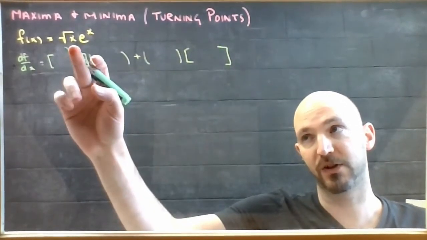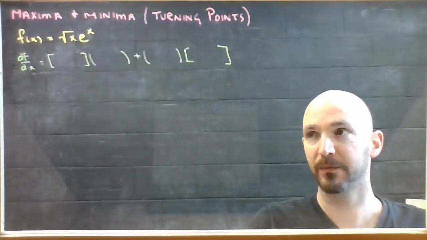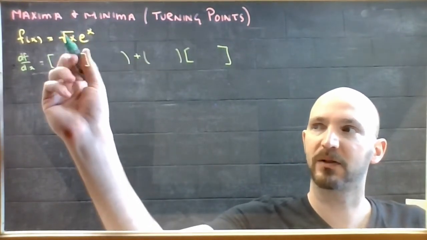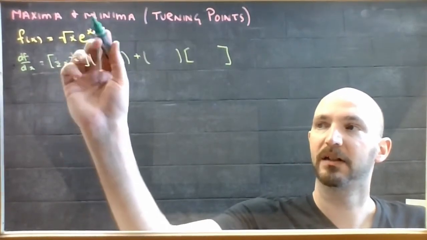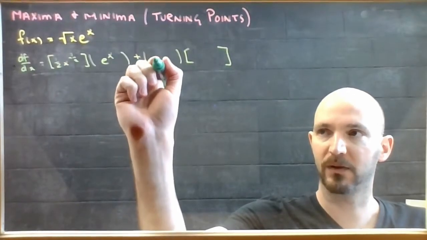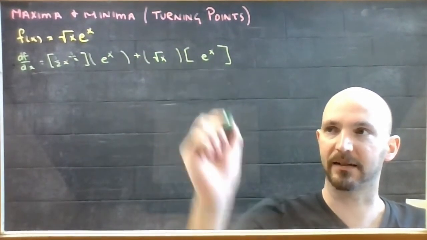This is not a function in a function, neither is that, so I won't be needing any chain rule. So I just have to do the derivatives now. Derivative of a radical is 1/2 x to the negative 1/2. Leave the e to the x alone. Leave the radical alone. And the derivative of e to the x is e to the x.